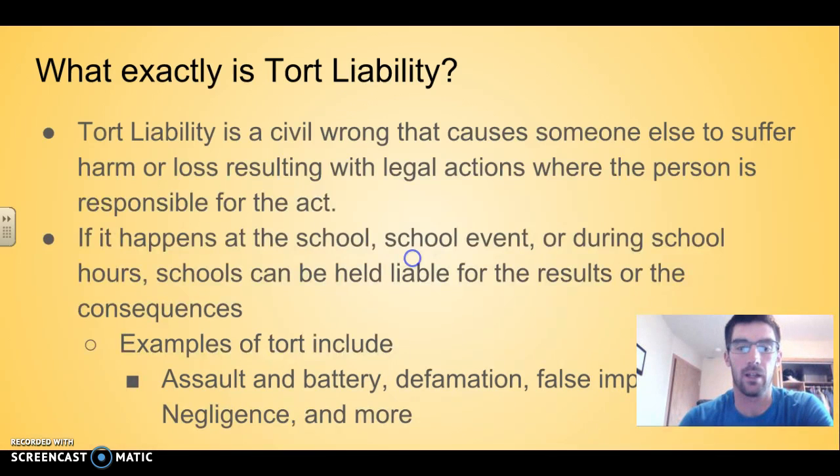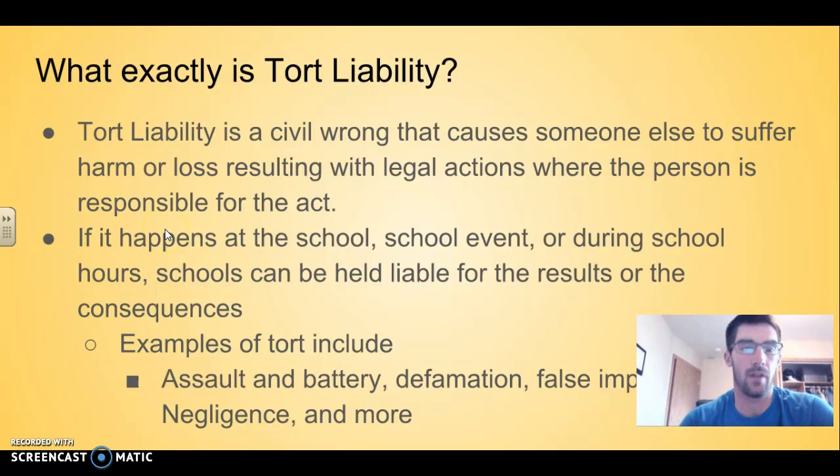I have 5 cases, and we'll get through it here in a sec. But what exactly is tort liability? Tort liability is a civil wrong that causes someone else to suffer harm or loss, resulting in legal actions where the person is responsible for this act. It doesn't have to be physical either, it can be mental. So we could have added that right here, physical or mental health.